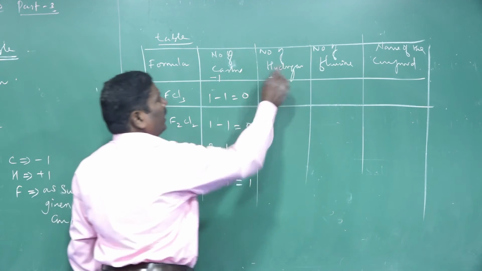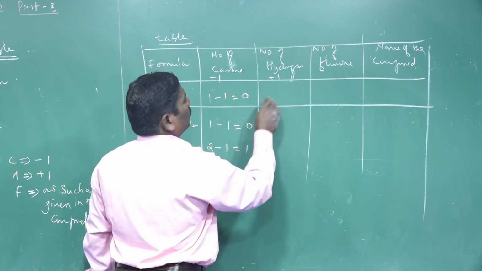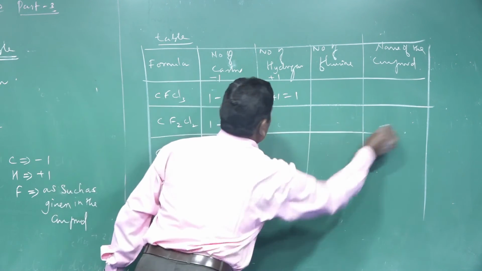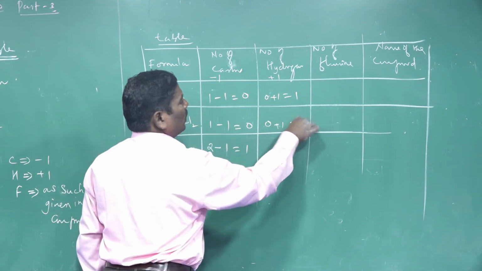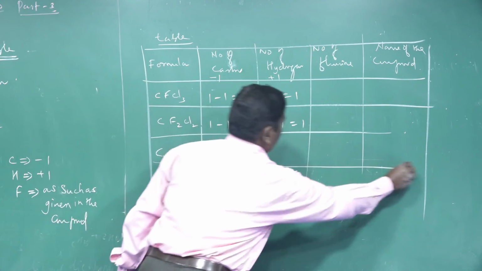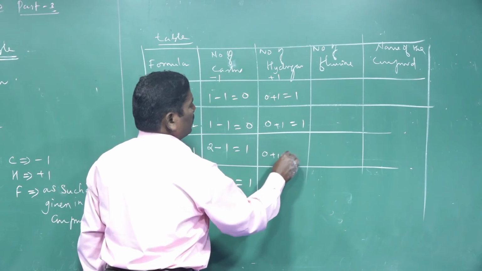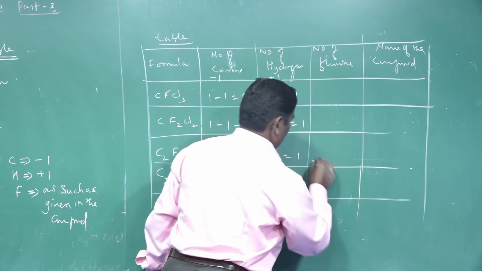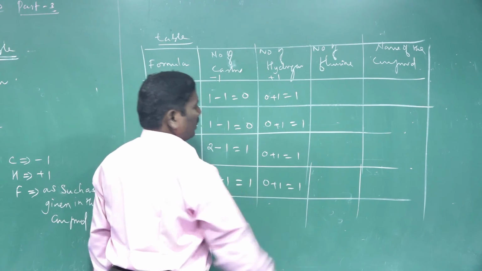Now you take hydrogens. Here what is the number of hydrogen? No hydrogen, so you write 0 plus 1 is equal to 1. What is the number of hydrogen here? There is no hydrogen, so 0 plus 1 is equal to 1. The same for the other compounds: 0 plus 1 is equal to 1.